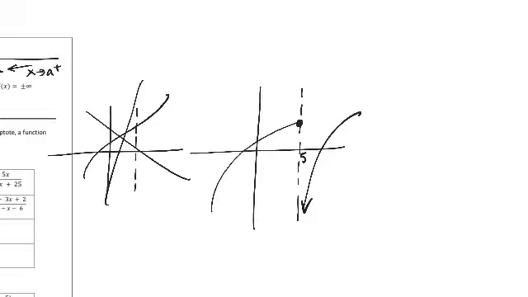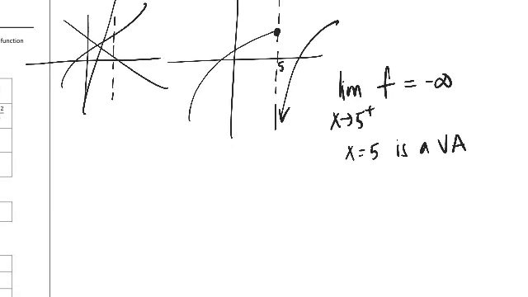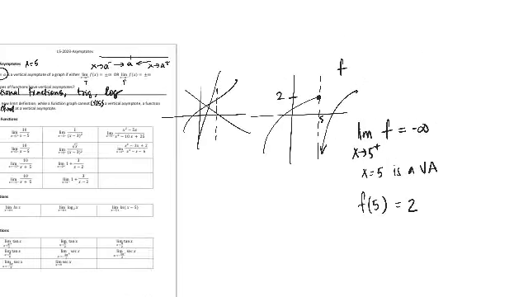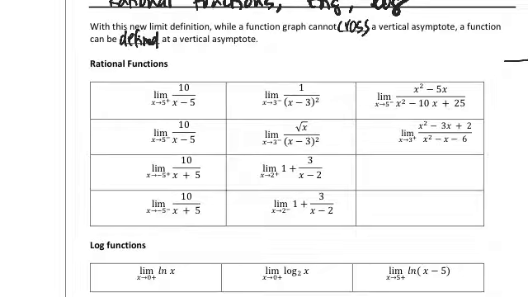So this graph, if this whole thing is f, it satisfies the limit of f as x approaches 5 from the right is equal to negative infinity. So that means x is equal to 5 is a vertical asymptote. But at the same time, f of 5, right? F of 5 is not a DNE. F of 5 is whatever this y value is. Let me call that 2, right? So just be clear that just because you have a vertical asymptote doesn't mean that the function is undefined at that x value.